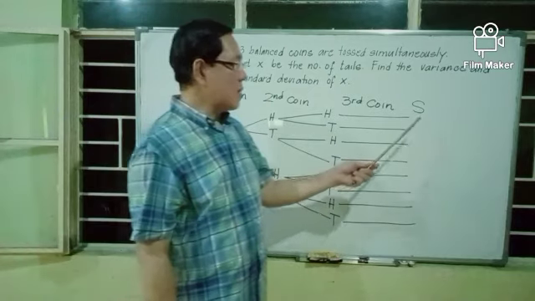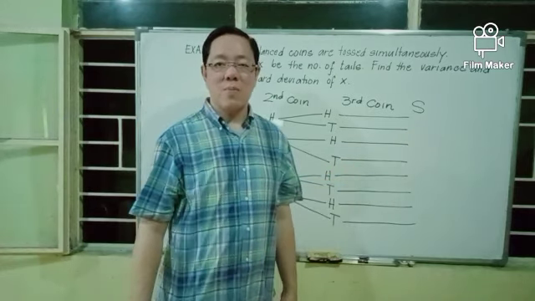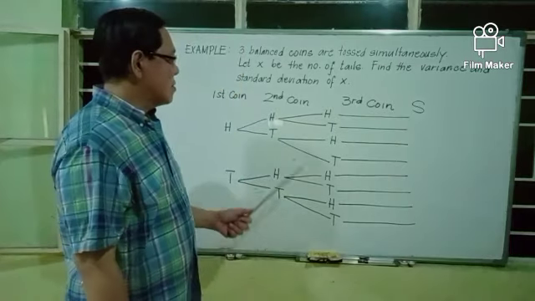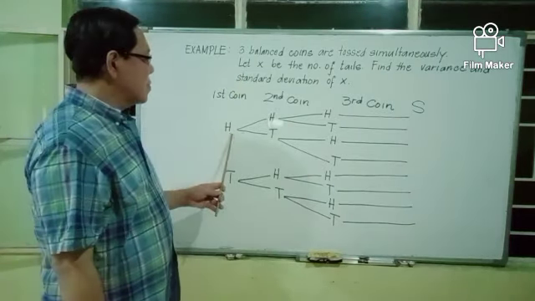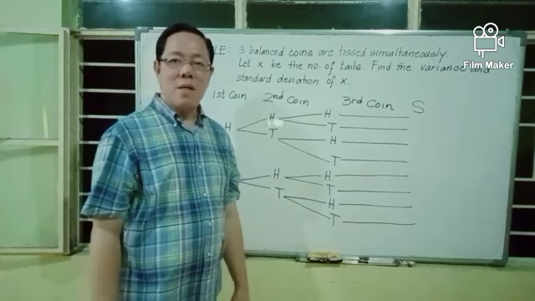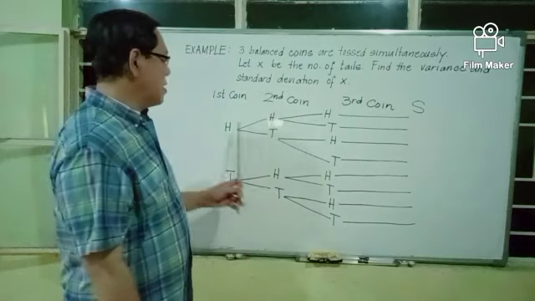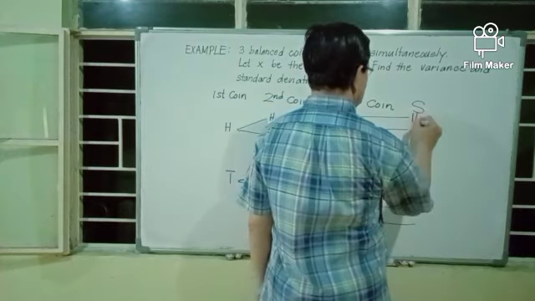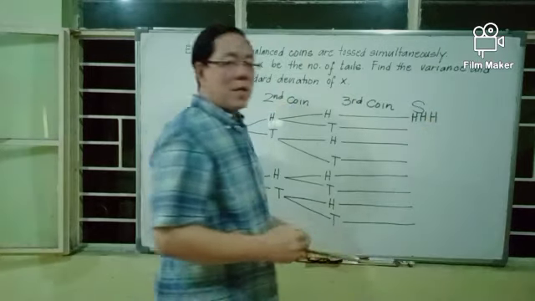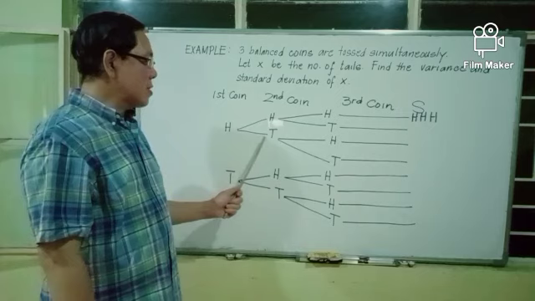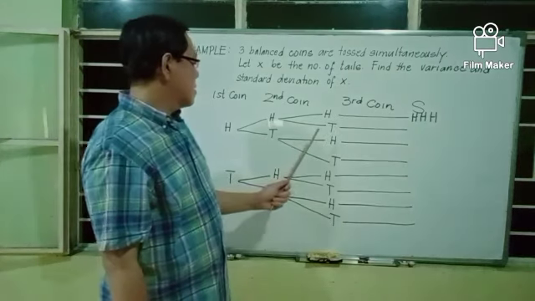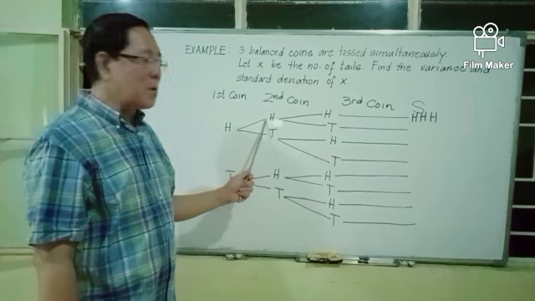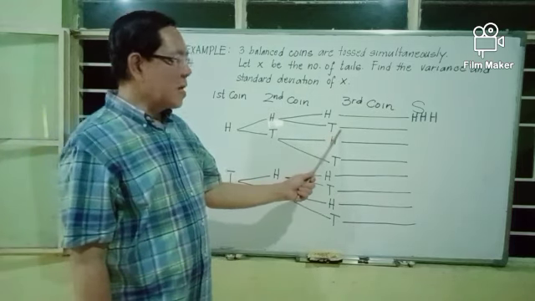Our sample space, denoted by capital S, is the set of all possible outcomes when we toss three balanced coins at the same time. One possible outcome is getting three heads: heads in the first coin, heads in the second coin, and heads in the third coin. Another possible outcome: heads in the first coin, tail in the second coin, and heads in the third. A second possible outcome: heads in the first coin, heads in the second coin, and tail in the third coin.